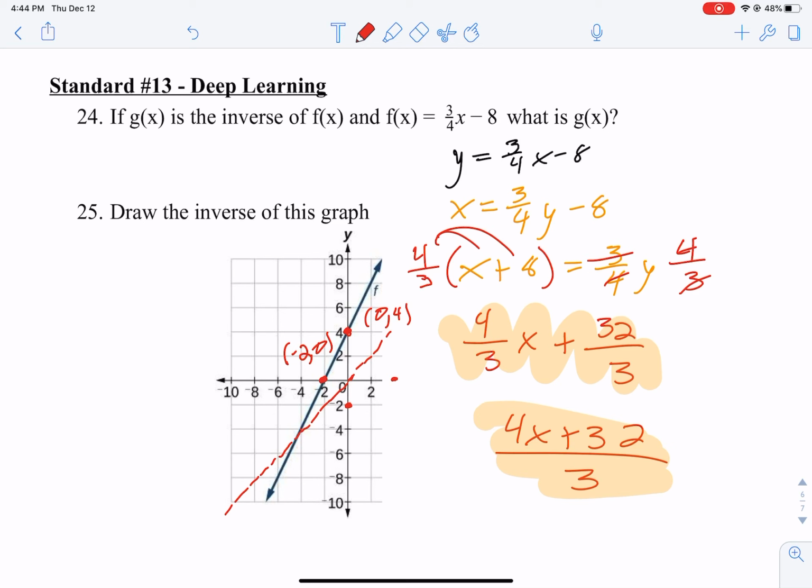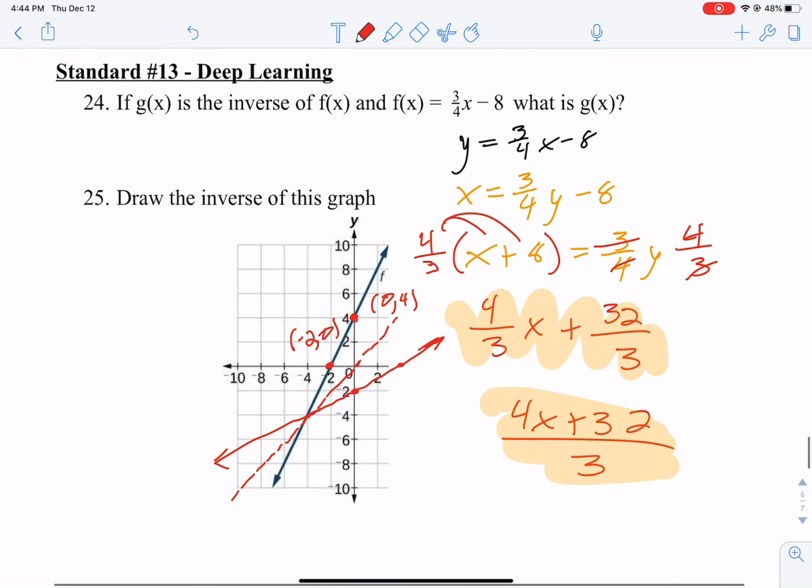Also, they look like they cross right here. So we could draw this straight line. Boom. And that would be the answer to that one.